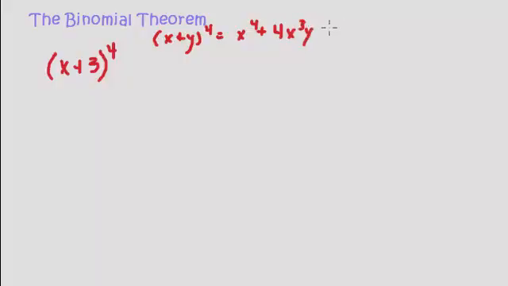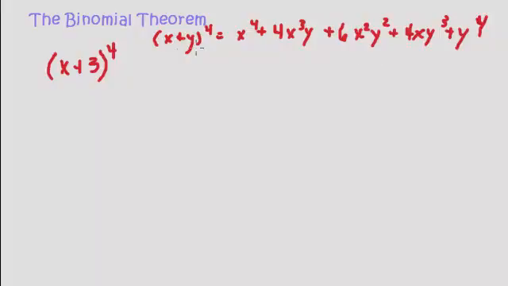Alright, now let's say that we had x plus, how about 3, raised to the 4th. I know what an x plus y expansion is going to look like, so I'm just going to slide that in up here at the top. X plus y to the 4th is going to be x to the 4th plus 4x cubed y plus 6x squared y squared plus 4xy cubed plus y to the 4th. Alright, that's what this one would be.